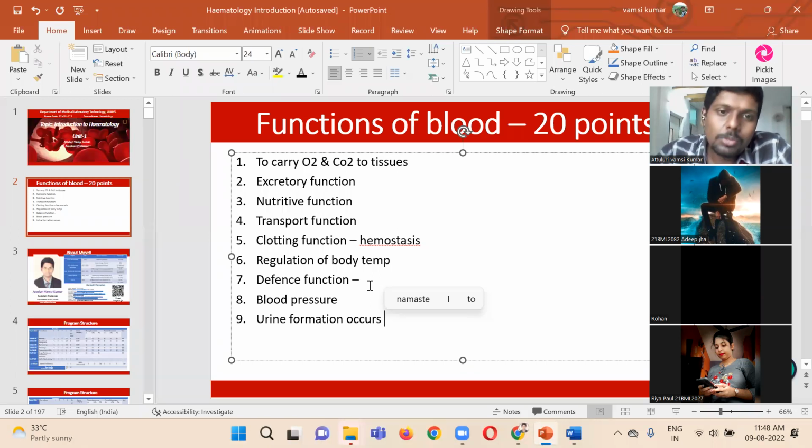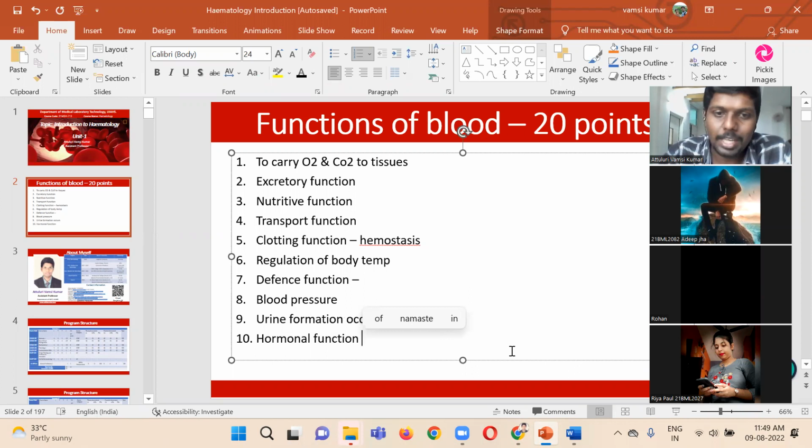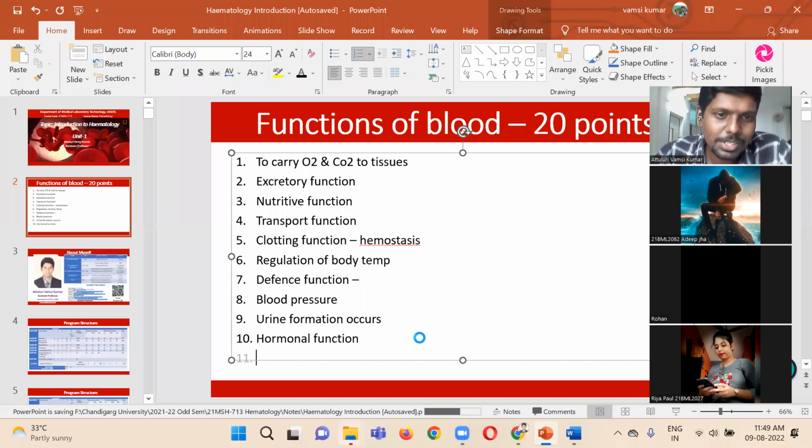No matter whatever hormones we take, I mean endocrine hormones, all endocrine hormones need to flow via blood. Blood will act as a medium for transport of all hormones. So hormonal function is facilitated by blood. Any more functions, students? Any interesting functions of blood? There are many actually. Can you tell me even more functions of blood?